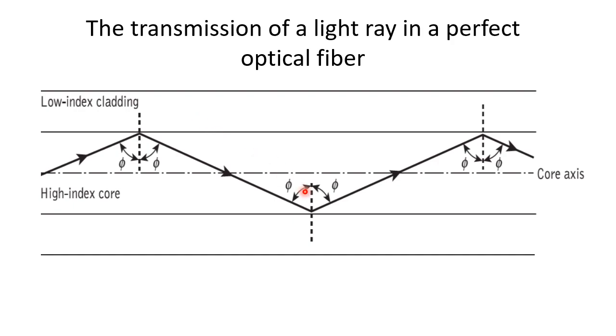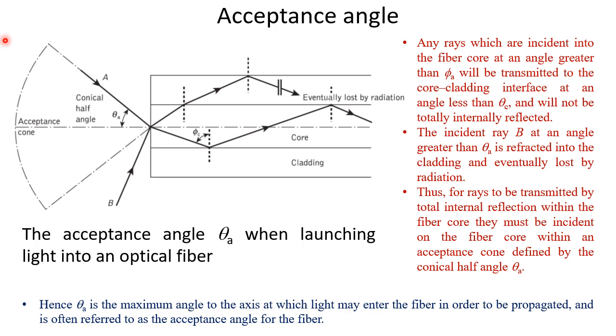Later on we will see that some power will be leaked. That's a different issue, but theoretically, at least as far as geometrical optics is concerned, because of this total internal reflection, all the power will be inside the core region, and this is the basic transmission principle inside the optical fiber. Let us now try to understand the acceptance angle.